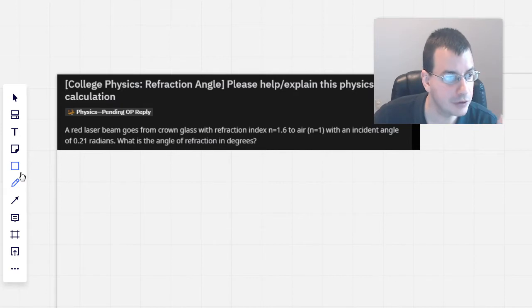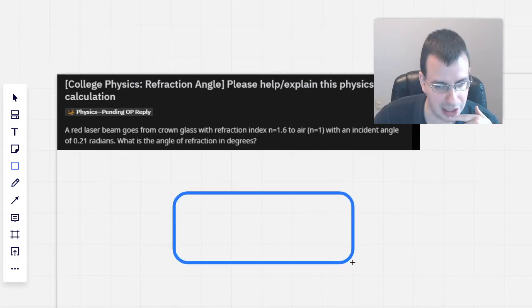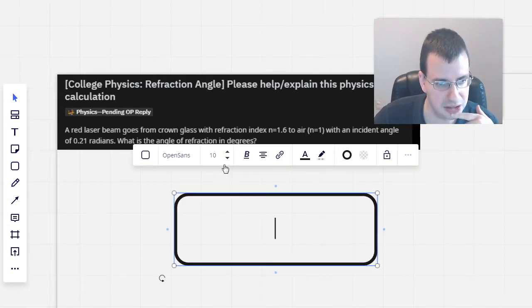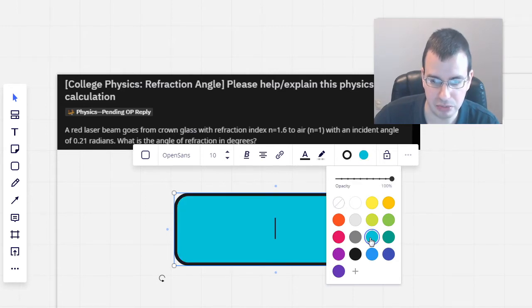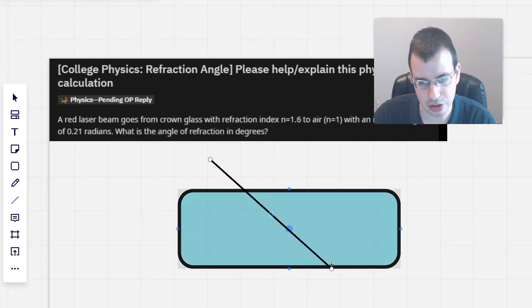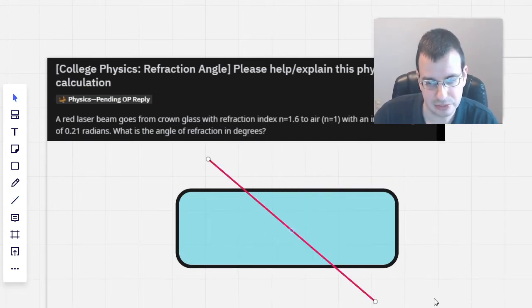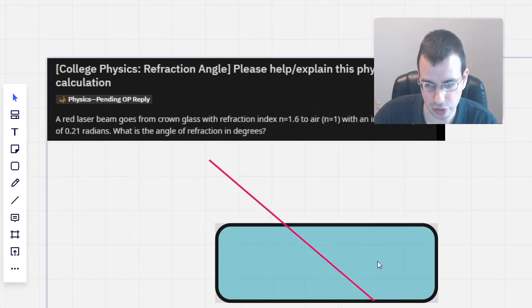Okay, so the first thing we do is draw a picture. I'll use this shape, and we'll do, let's say, blue and fairly opaque. And then we have a line, the laser beam, that goes like this.